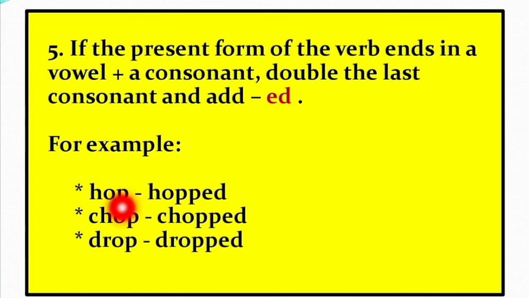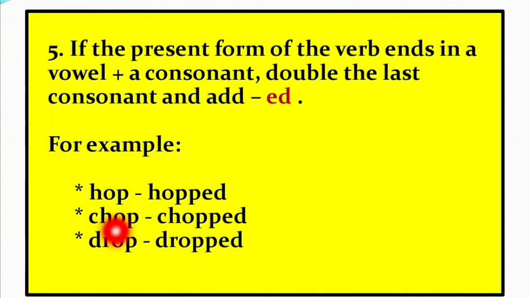So we just need to see that if there is a consonant letter and before that consonant letter we have a vowel letter, then we have to double the last letter. That means we have to double the consonant, then we have to add ed to make it past. So hop, H-O-P, hop, we have vowel then consonant. So the consonant will be doubled, that means H-O-P-P, then we have to add ed. Okay, so hop becomes hopped.